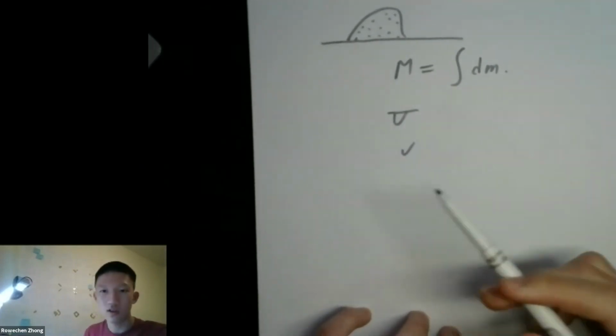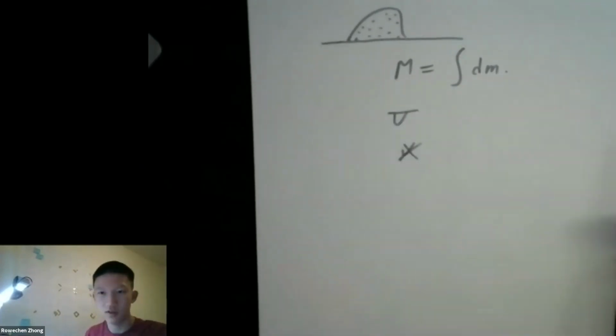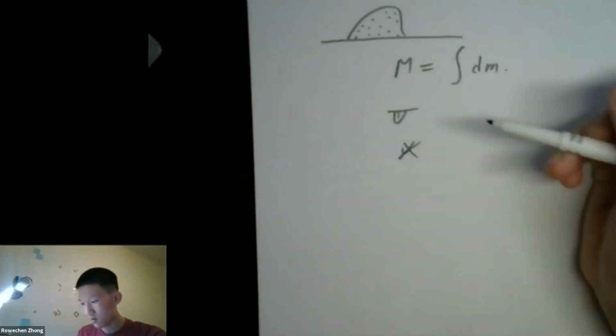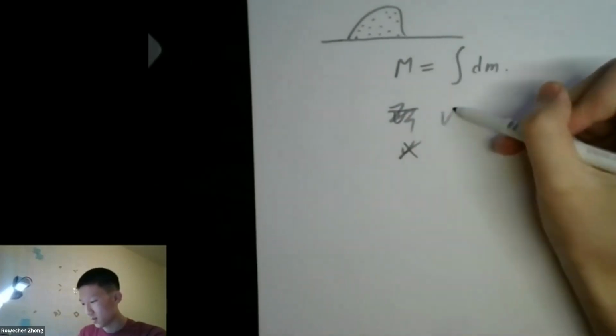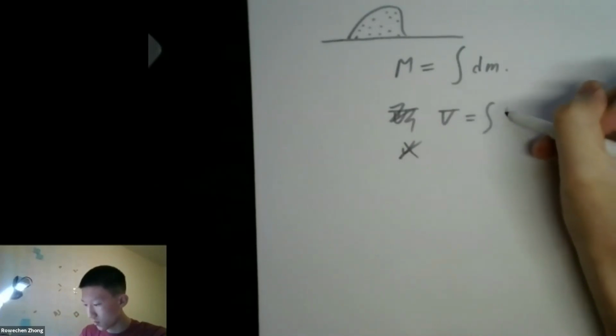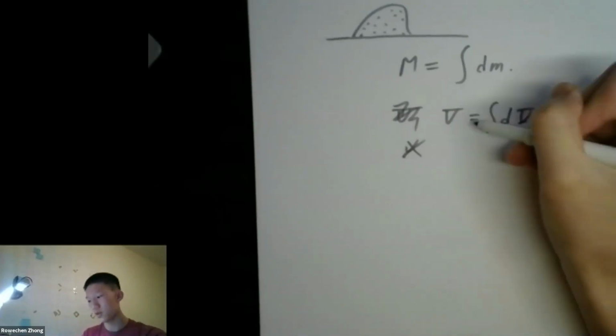It's because if I use this, it looks like velocity. So instead I use this. Looks like a smiley face with a ton sticking out. Okay, bad. Velocity. Volume. Volume is equal to the sum of all the tiny little volumes inside of there.